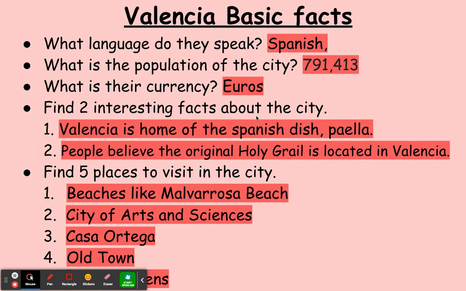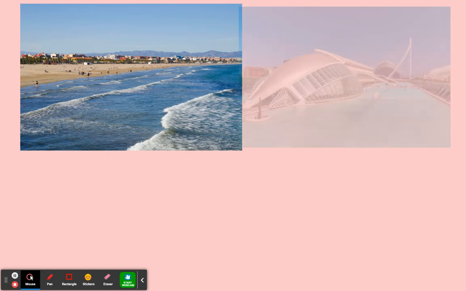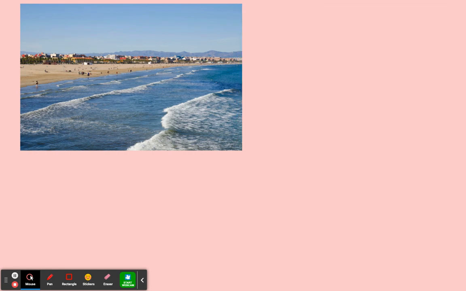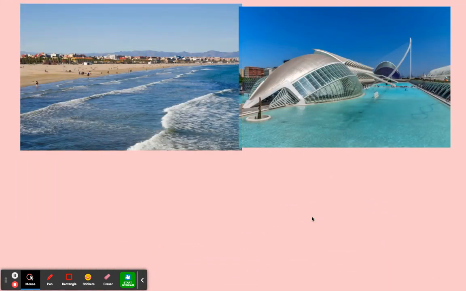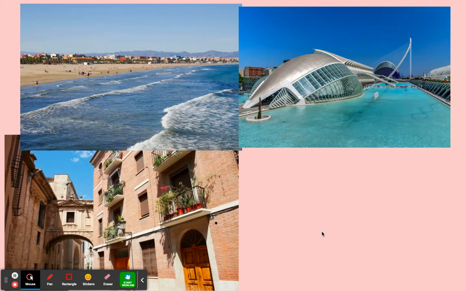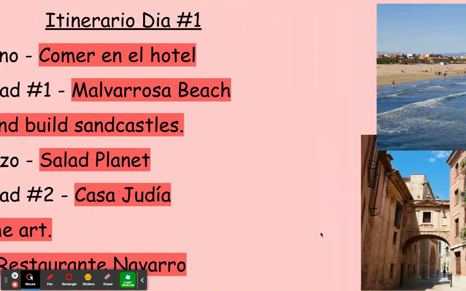Then my basic facts. What language do they speak? What's the population? What's the currency? 2 interesting facts and 5 places to visit. My next slide are pictures of those places that I chose. Malvarrosa Beach, the City of Arts and Sciences Center, Valencia Vieja, Old Valencia, and one of their famous gardens.